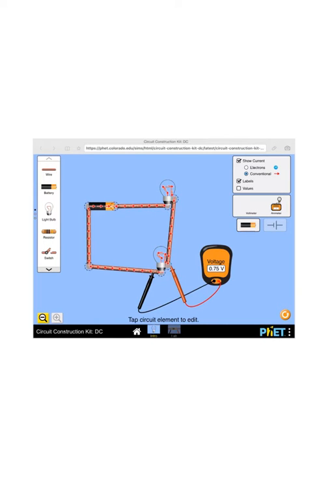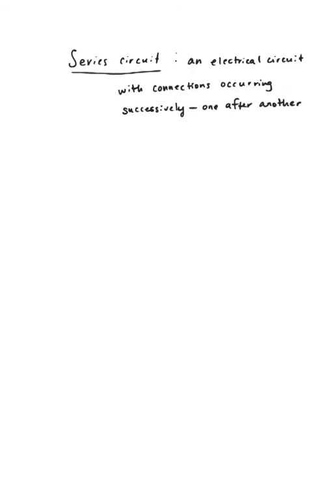We call this type of circuit a series circuit because these two light bulbs are connected one after the other in series. A series circuit is one in which electrical connections occur successively. In other words, one right after another. One light bulb in line with a second bulb.